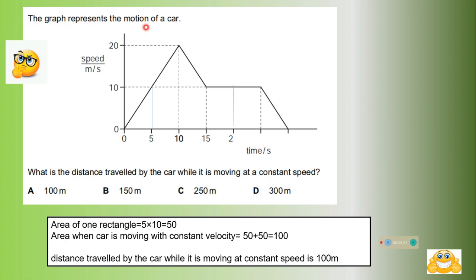The graph represents the motion of a car. What is the distance traveled by the car while it is moving at a constant speed? So this horizontal line from 15 seconds to 25 seconds shows a constant speed. Here speed is constant. Speed doesn't change with time. So we have to calculate the area under the speed time graph, which represents the distance traveled by any object. Here the area of one rectangle will be 5 multiplied by 10, it is 50, and the area of two rectangles is 100. So the answer is 100 meter. Option A is right.